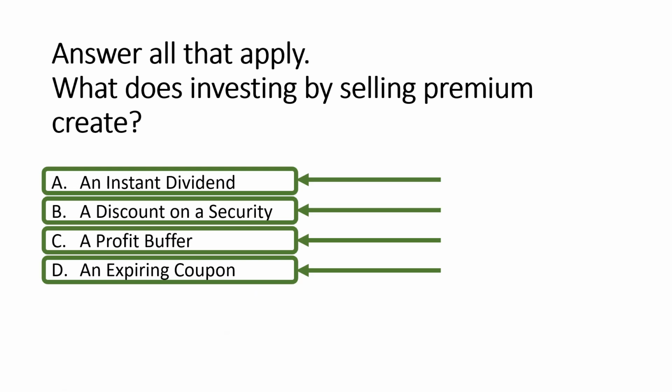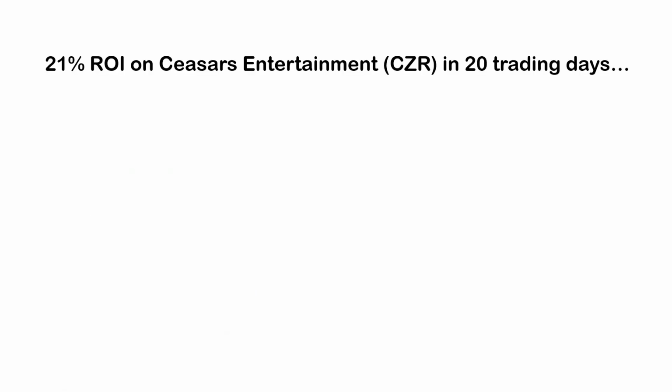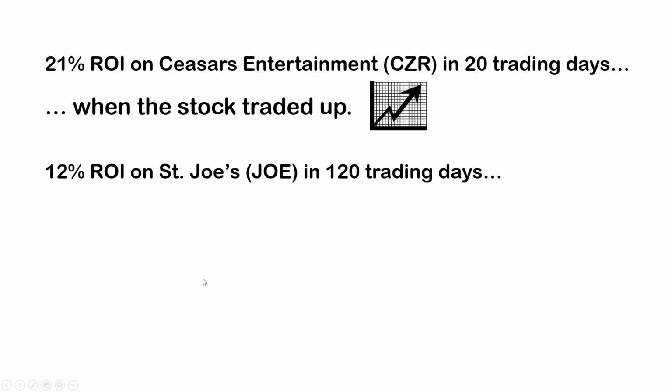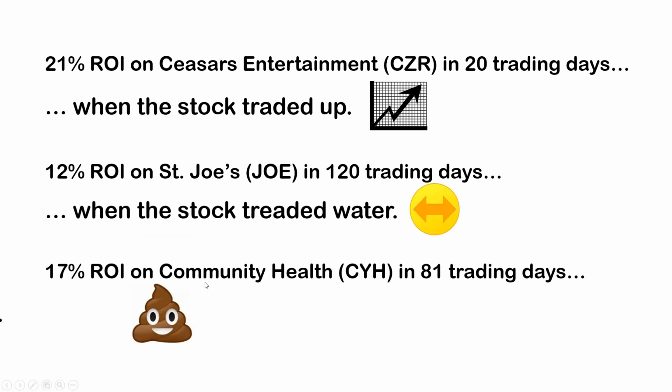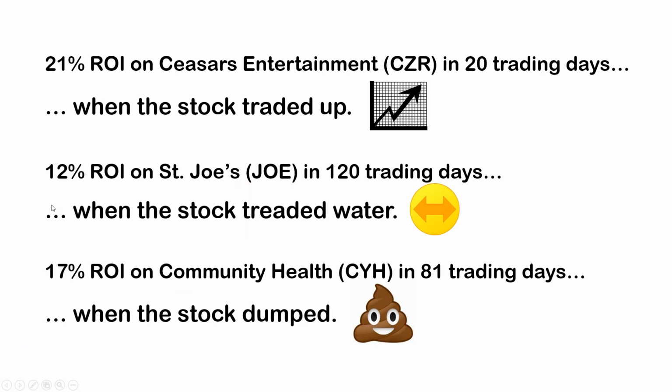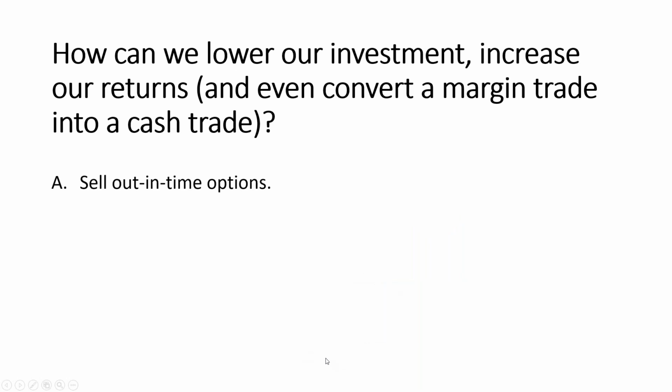If you said all of them, you're absolutely correct. Here's some more gains. Just because I'm watching the clock, I'm going to get through them. 21% when the stock went up, 12% when the stock went sideways, 17% when the stock took a dump. All right, so you get the idea behind a covered call, but now let's go the next step.